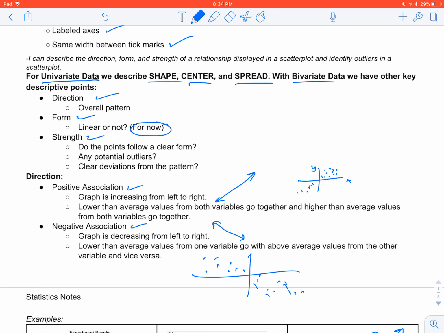Remember that direction is going to be your overall pattern. Is it positive or negative association? Form, for right now, linear or not linear. And then strength, is there a clear form? Keep an eye out for potential outliers. If there are outliers, you may want to mention that in your description. And then clear deviation from the pattern.